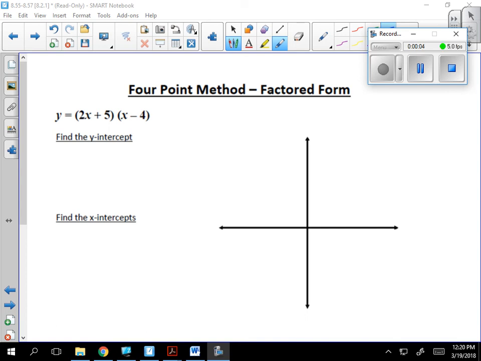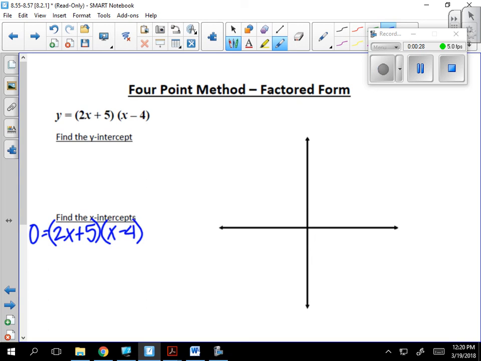Okay, this is the video on the 4-point graphing method given the factored form. So right away, when you look at this quadratic equation, you'll notice that you can find the x-intercepts because it's in factored form. So you want to use the zero product property. So (2x + 5)(x - 4) = 0.